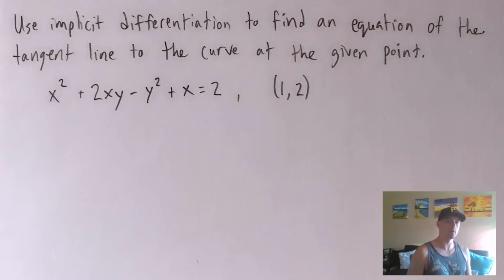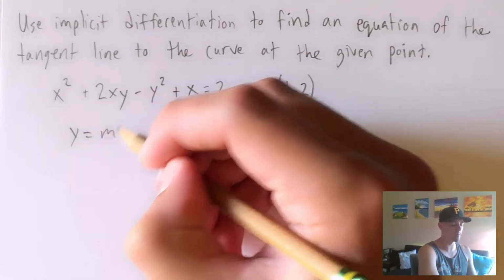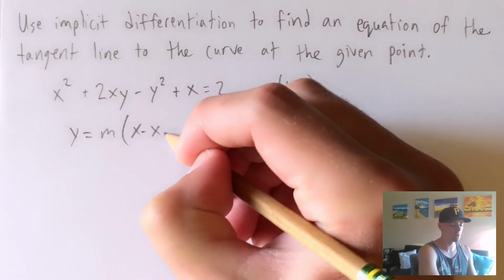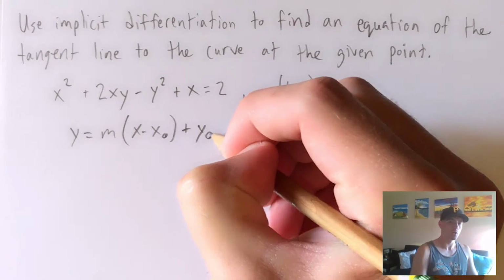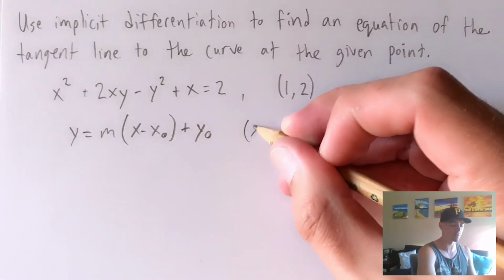So what you want to keep in mind when you're trying to find the equation of a tangent line to a curve at a given point is what the general form of the equation of a line has to look like. Any linear function, or any line, is going to look something like this: y equals m times (x minus x0) plus y0, where m is the slope of this line, and x0, y0 is some point that this line goes through.